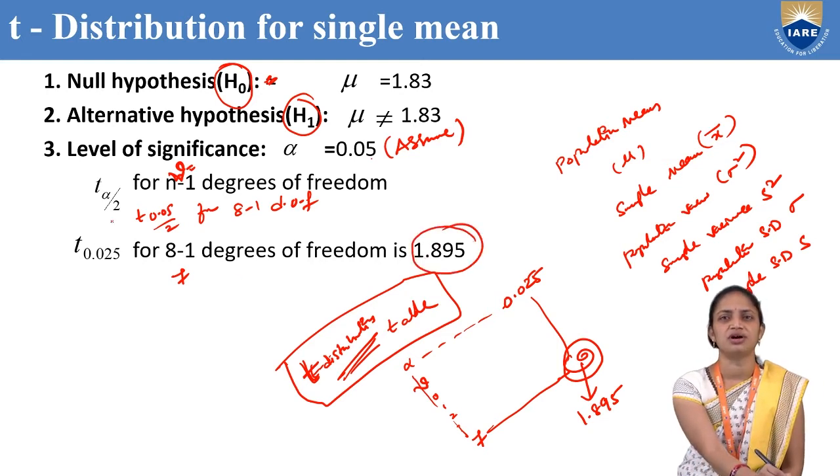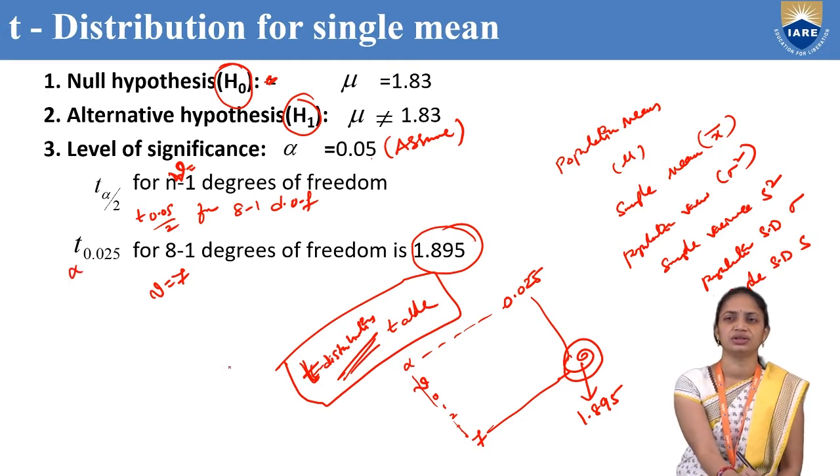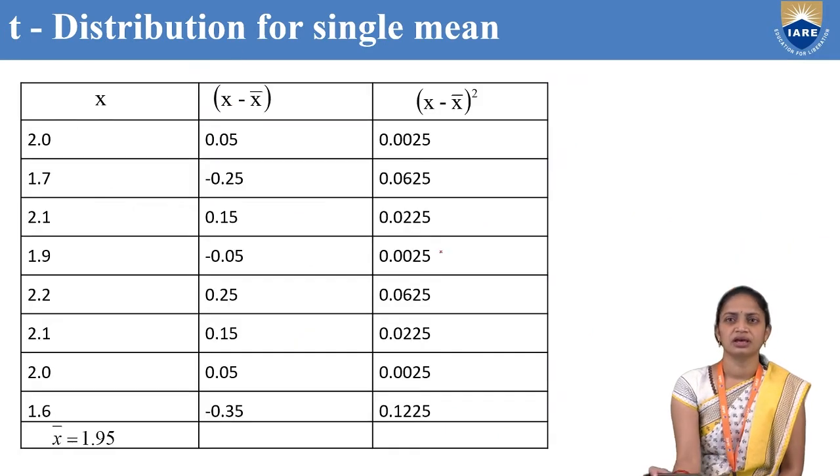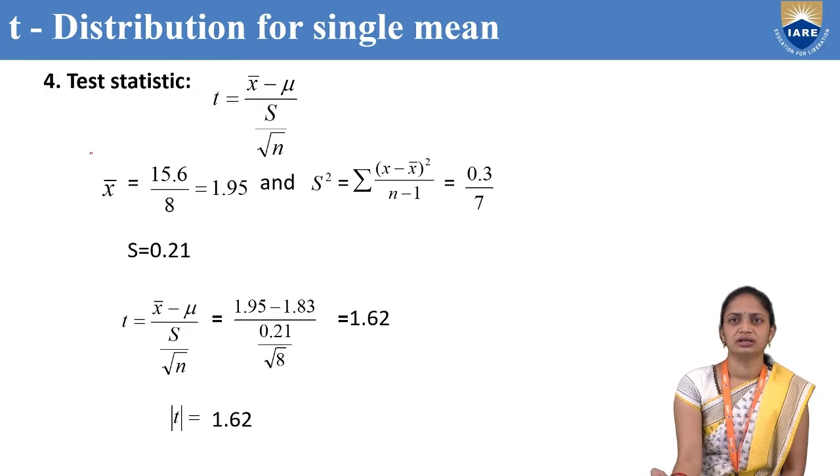So that means t alpha by 2 at nu equal to n minus 1 degrees of freedom. Here the nu value is 7 and the alpha value is 0.025, so from that we can find 1.895. And for the test statistic, t equal to x bar minus mu by s by root n. But we don't know the x bar value, and the s value also we don't know.